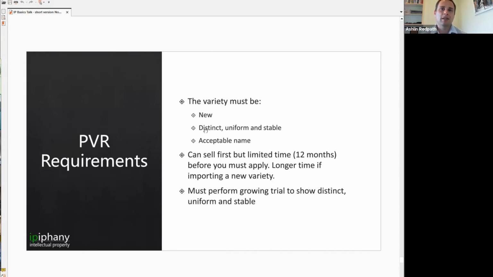The PBR just needs to be new, distinct, uniform, stable, and has to have an acceptable name. So you can't give a PBR the name of a registered trademark, and vice versa. You can't register a trademark for a plant variety right name.